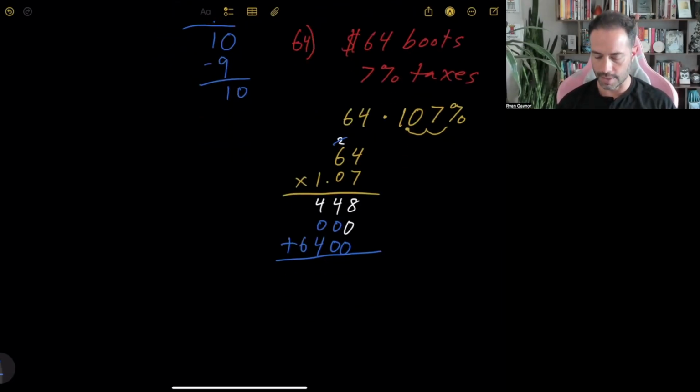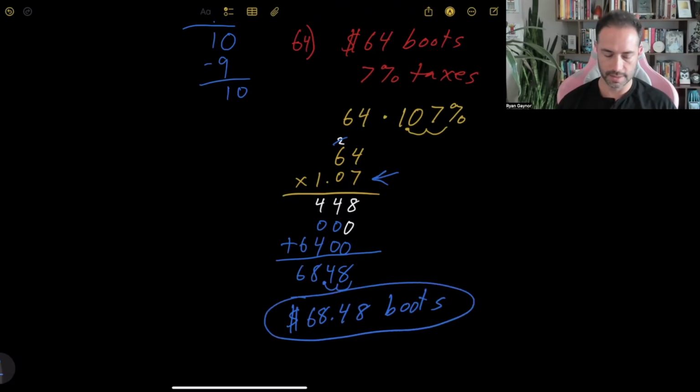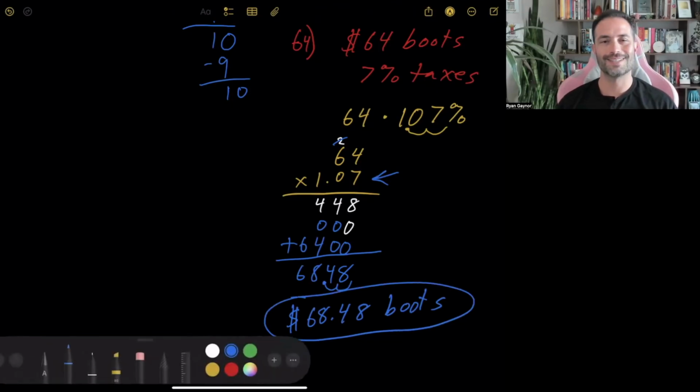Okay, so we have 8, 4, 8, and then 6. And then there are 2 decimal places in there. So all I have to do is move 2 places to the right. 1, 2. So there it is. So my total price is $68.48 for the boots. And that's including tax. All right, let's do the next one.